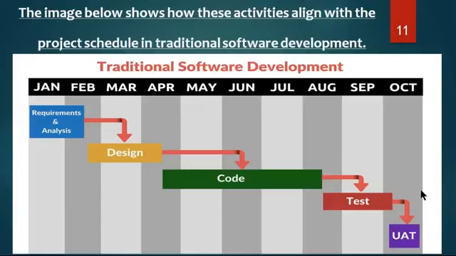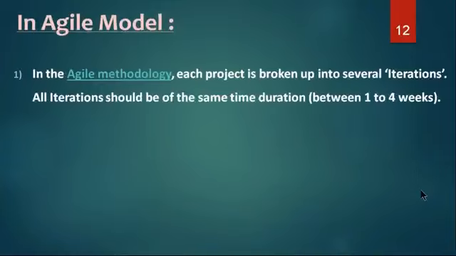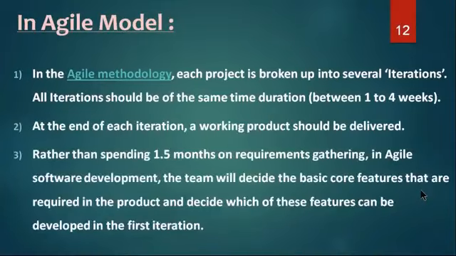But if you consider the agile process, agile is entirely different. It's the same project if you take it in agile. In agile methodology, each project is broken up into several iterations. Iterations, in the sense, number of cycles. All iterations should be of the same time duration, between 1 to 4 weeks. Suppose I'm dividing into 10 iterations, January to October, assume that. Every iteration can be 1 week to 4 weeks. It should not go beyond 4 weeks. That means, what does it mean? Every 1 week to 4 weeks, we should be in a position to deliver one working product to the customer.